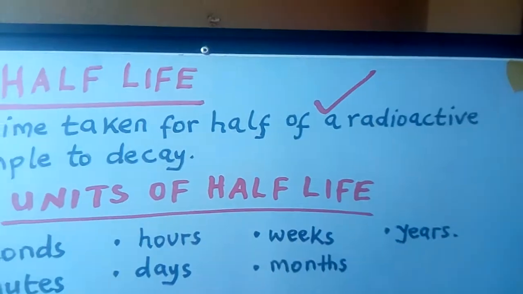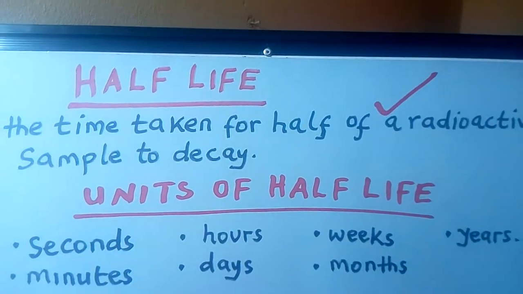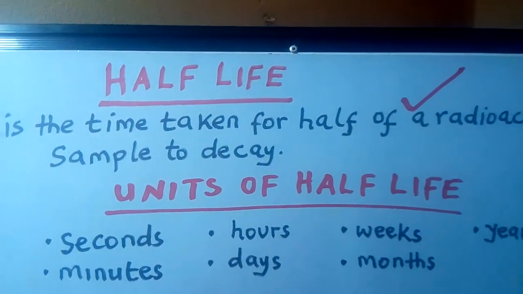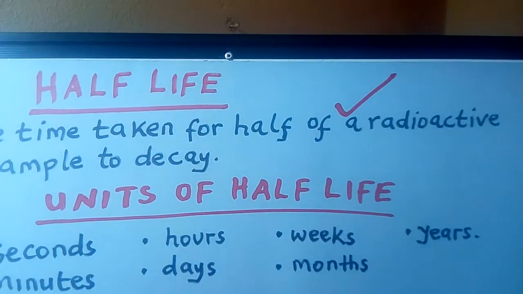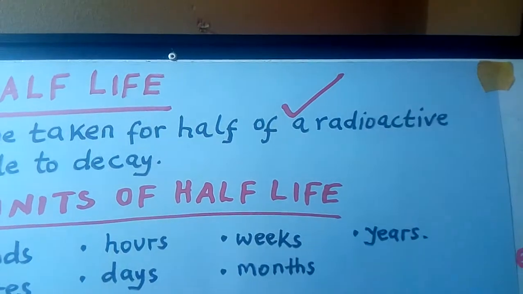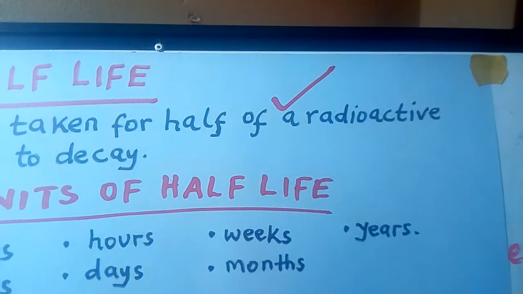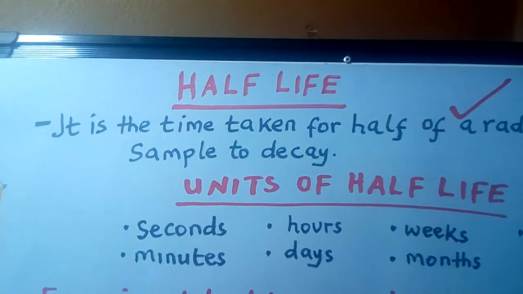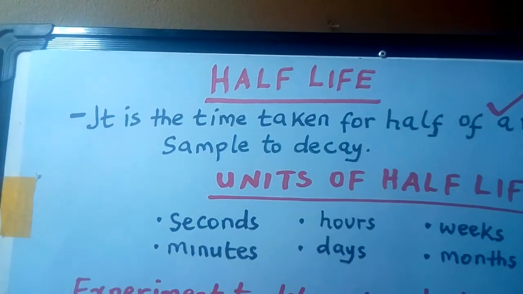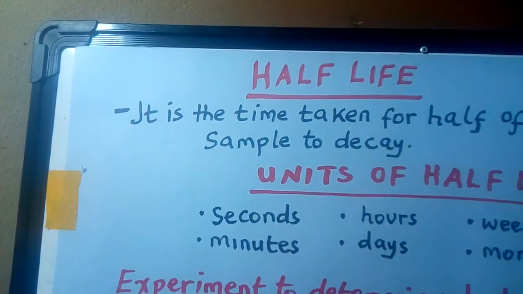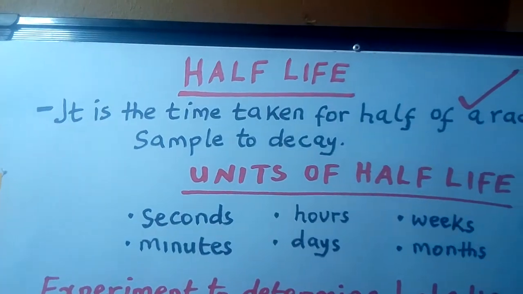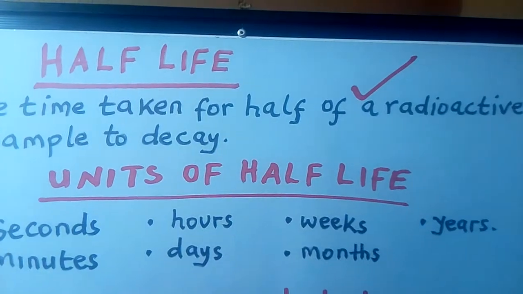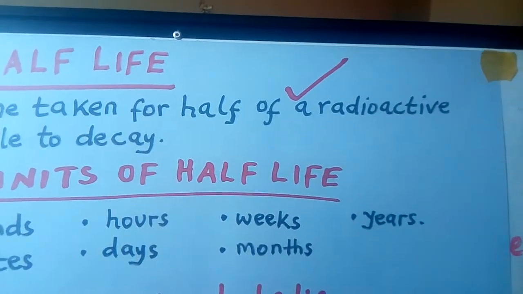I can use a radioactive detector to find out the time taken for the radioactive sample to reduce from 32 grams to 16 grams. Why? Because 16 grams is a half of what? 32 grams. So the time taken is half-life. So half-life means the time taken for half of a radioactive sample to decay.